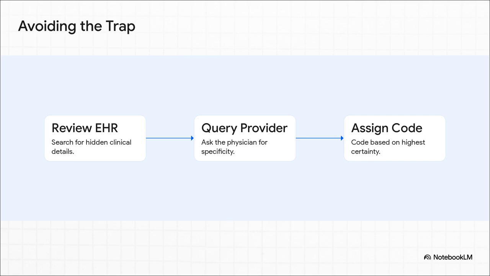To avoid that devastating red denial stamp, you've got to be proactive. First, scour the EHR for hidden clinical details. Sometimes that specificity is buried in a lab result or an operative note. Second, if it's missing, you must query the physician for that specificity. Don't just settle for the blank label. And finally, assign the code based on the highest certainty known for that encounter, exactly as the official guidelines instruct. Accuracy always overrides easy coding.